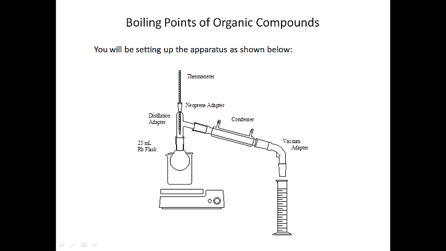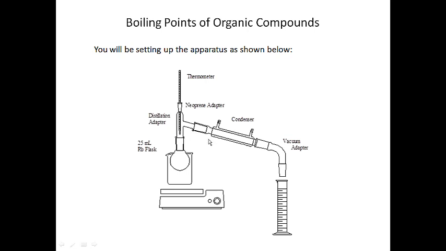The liquid then flows down, drips out, and what we collect over here is purified liquid. Now, what we're going to be doing in this experiment is measuring the temperature of the vapor to get the boiling point. Now, the boiling point sometimes is a single number, sometimes it's a range.